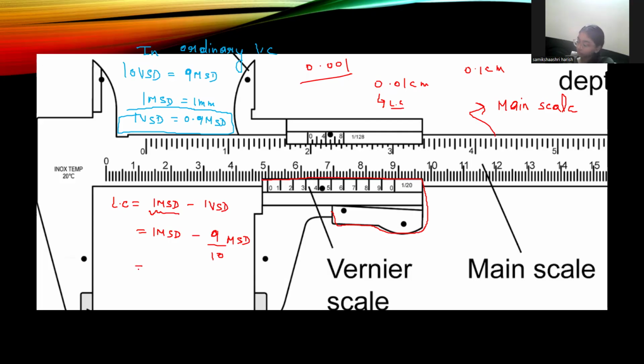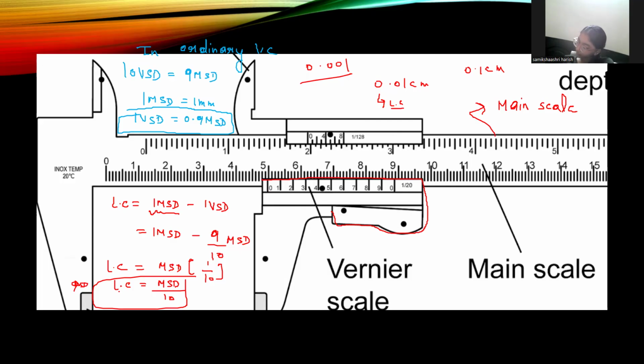You can take the main scale division common. Inside will be 10 minus 9, that is 1 by 10. So the least count formula we got is main scale division divided by 10. You can apply this formula. 95% of ordinary questions will be solved by this formula for the least count of a vernier caliper.